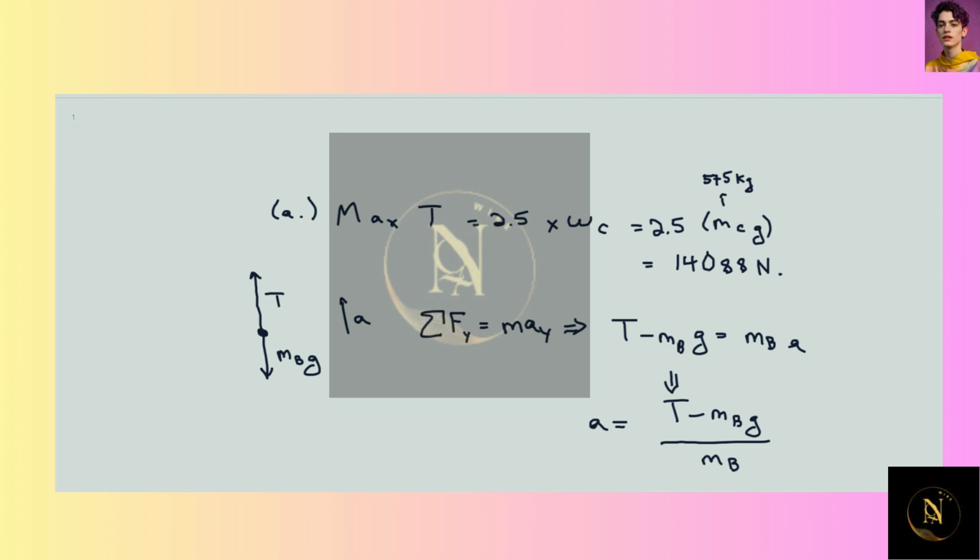And so we just solved for the tension up here. We know what the mass of the boulder is. It's 750 kilograms. And we know g. And so we can plug in those numbers and we get that the acceleration, the maximum acceleration, because we use the maximum tension here, is 8.98 meters per second squared. And that's the answer to part A.